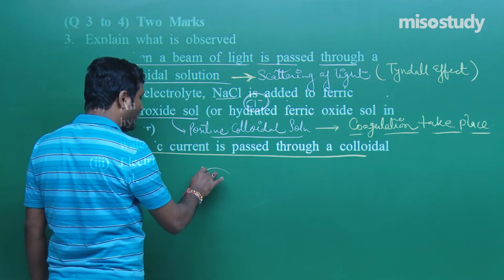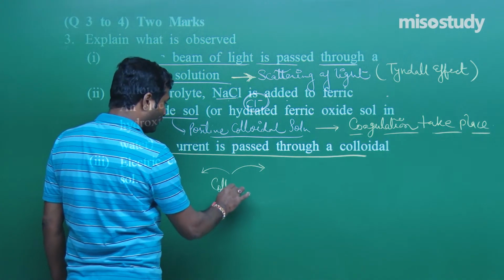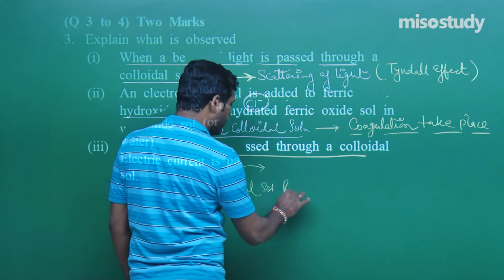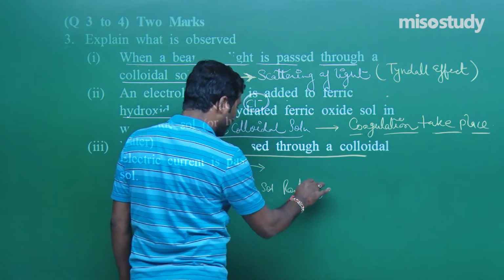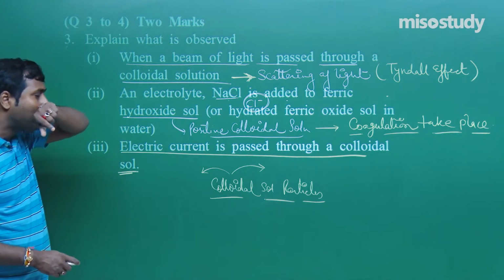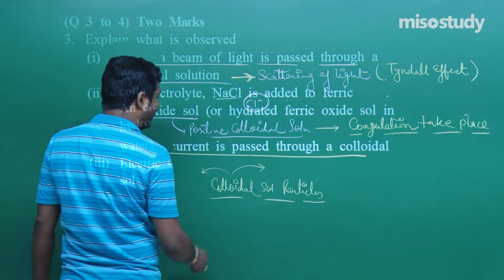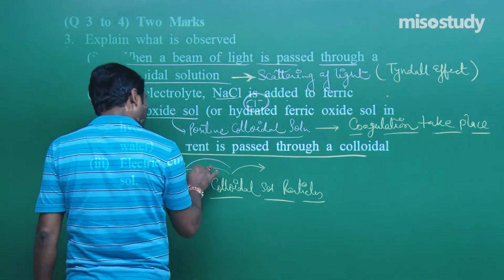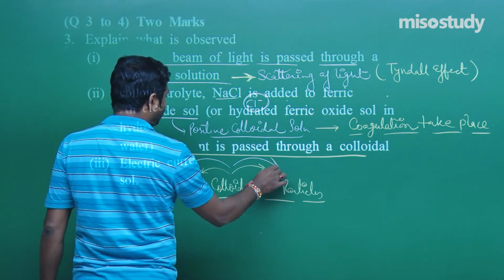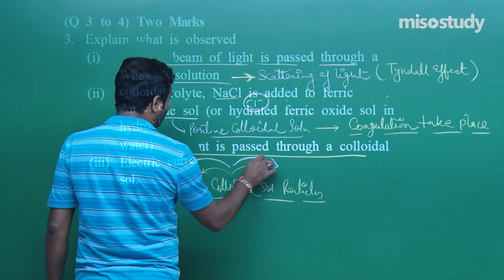The colloidal sol particles will start moving. Again I am repeating, the colloidal sol particles start moving under the influence of the electric field. If it is a positive colloid, then it will move towards the negative electrode. If it is a negative colloid, it will move towards the positive electrode.